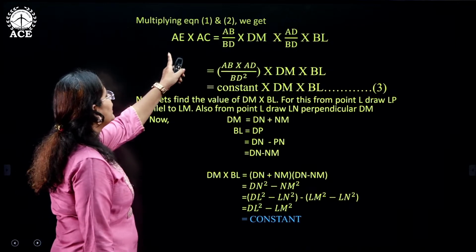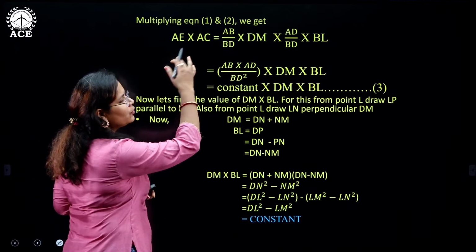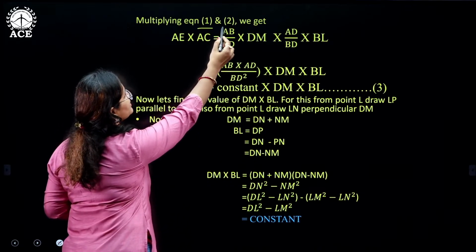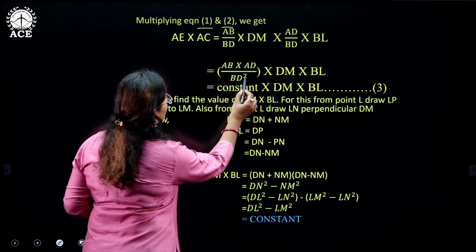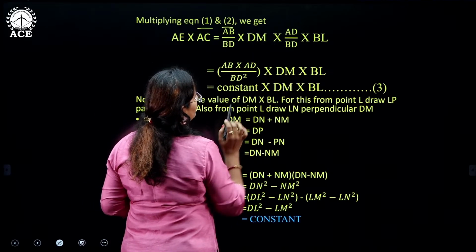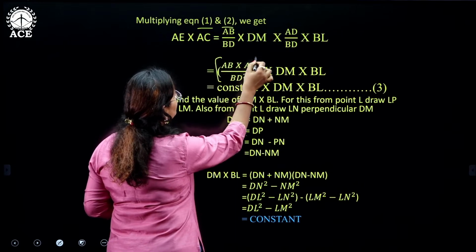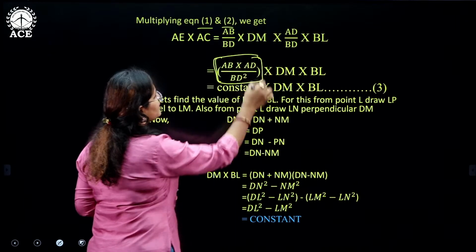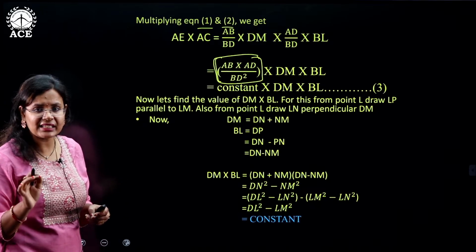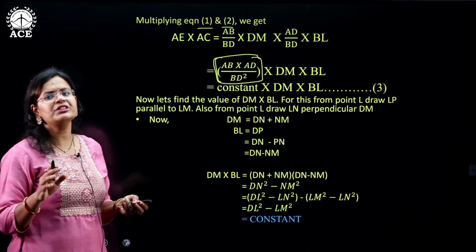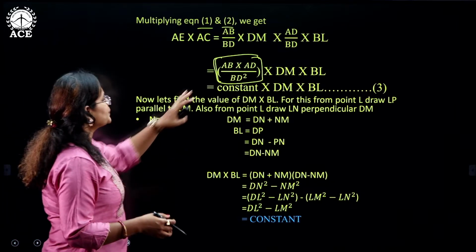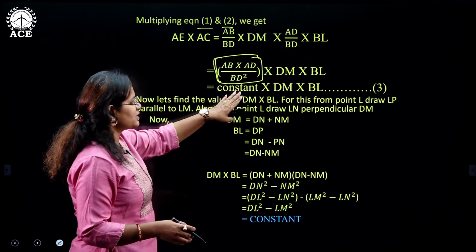Now if I multiply AE into AC, multiplying the whole right hand side from the first equation and second equation, we get AB into AD by BD square into DM into BL. Now we know that this particular term is totally constant. Why? Because I told you there are total 6 links in this mechanism which have constant lengths, which are not altered. So this particular term totally becomes constant.